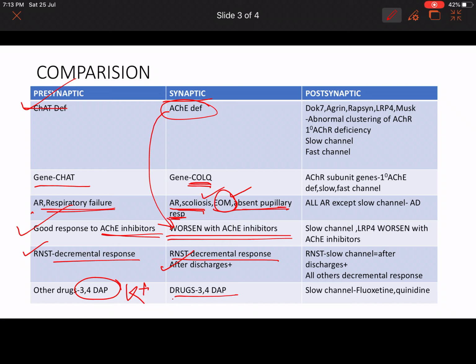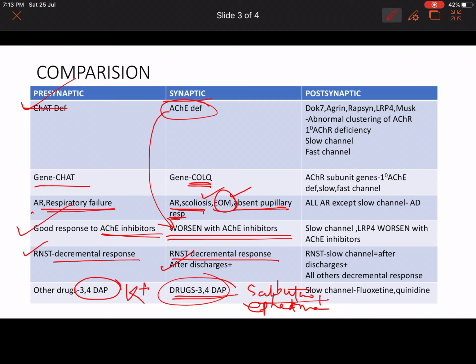These drugs, if you give them, are more likely to worsen this, so you don't give them. And you can give albuterol in these patients. Salbutamol can be tried, and ephedrine can also be tried in these patients.